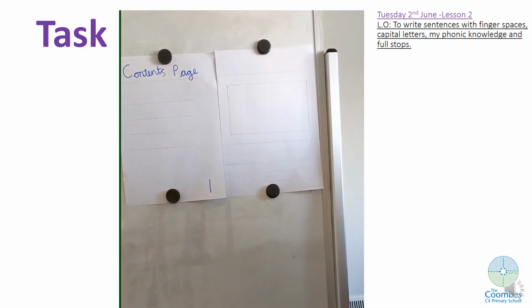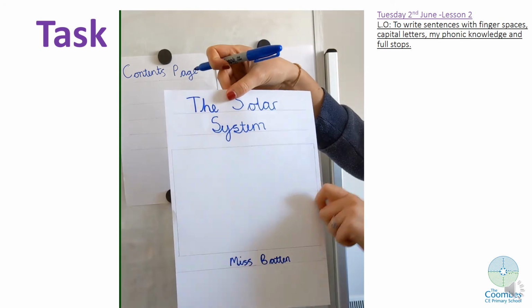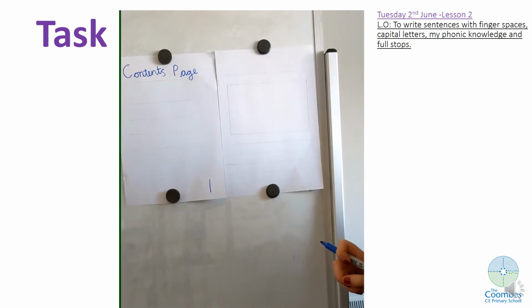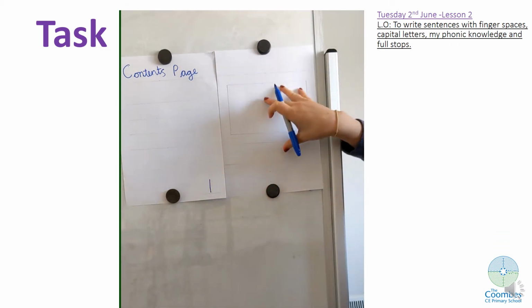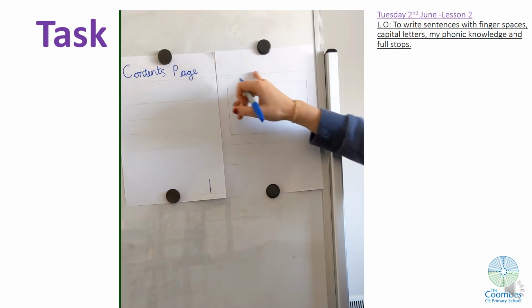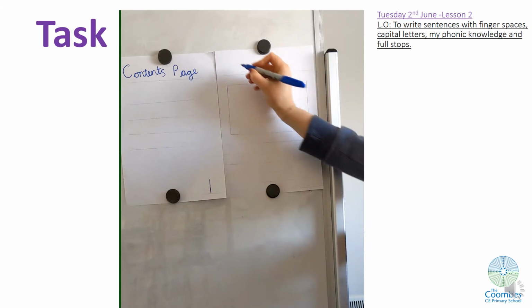So your task today is to write your first page in your non-fiction book. Yesterday you did the front cover of your book, and your non-fiction book is going to be all about the solar system. So today the first page will be about what we've learned about in the video. And we have learned about the solar system and the planets inside it. So the title or the heading of this page will be the solar system. So let's write that at the top.